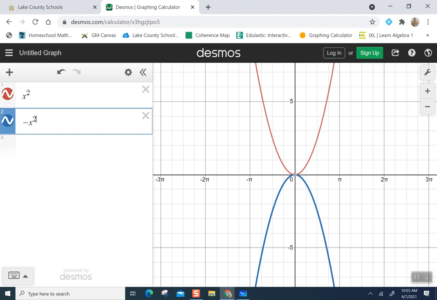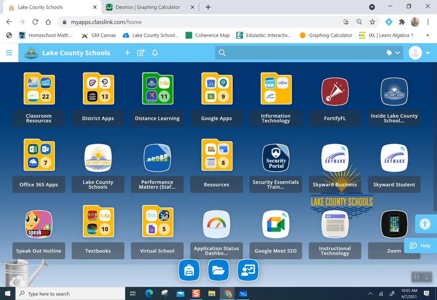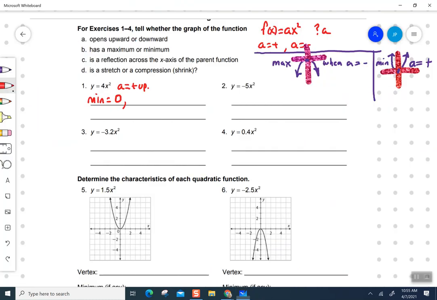All right, so if that's the case, then when I come back to my worksheet, I could tell you that now this one is not being reflected.